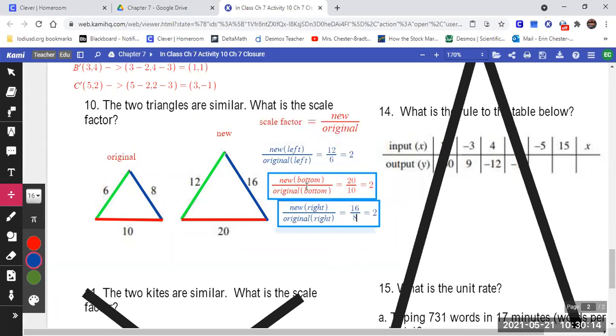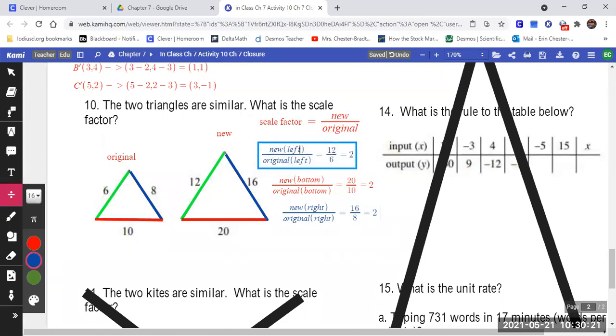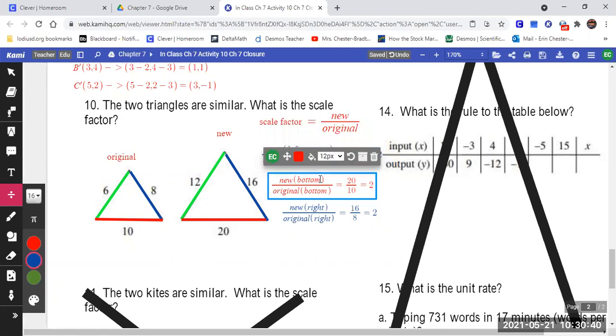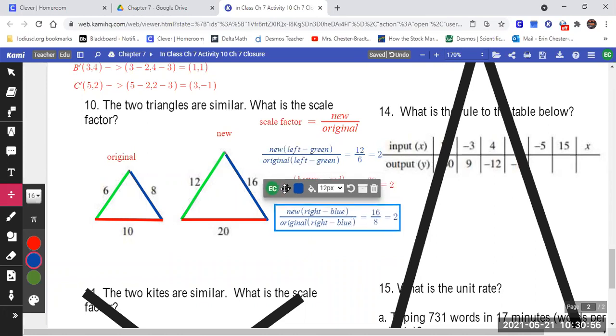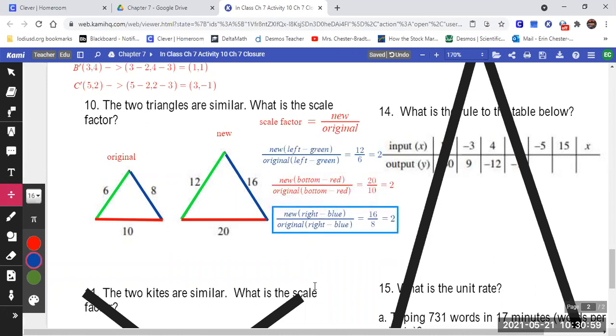Now, if it makes it easier on you, instead of saying left, bottom, right, you can say the color. Instead of left, you could say green, be my guest, so that you can remember which one you've done. If you want to say red instead of bottom, or whatever yours is, or blue instead of right, using the same color on both levels instead of the location on both levels is fine, okay? Because I feel like some of you are getting stuck on left and right.